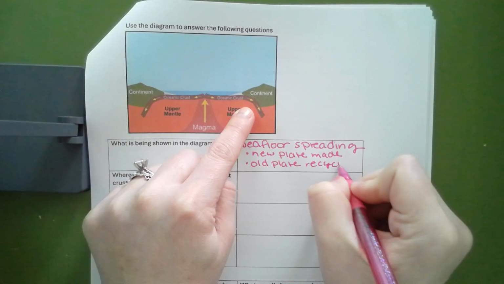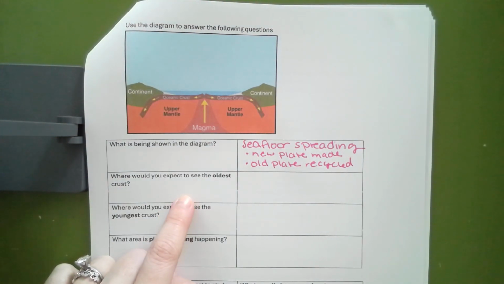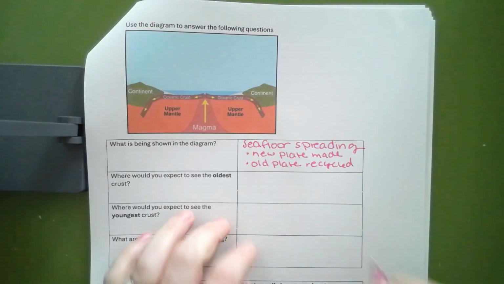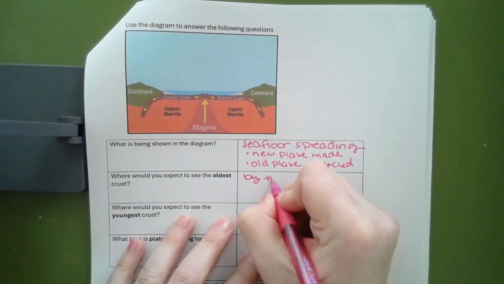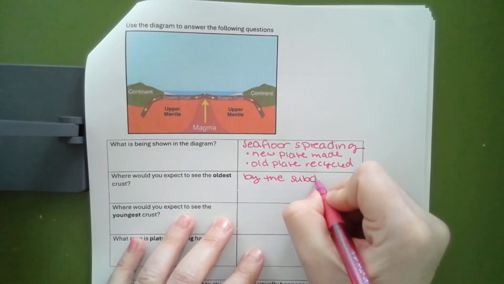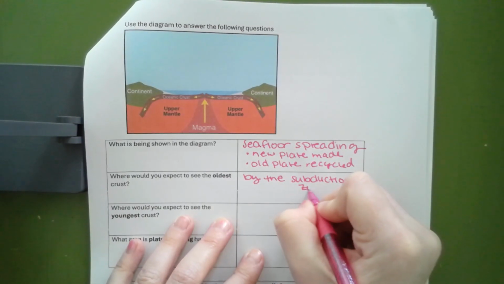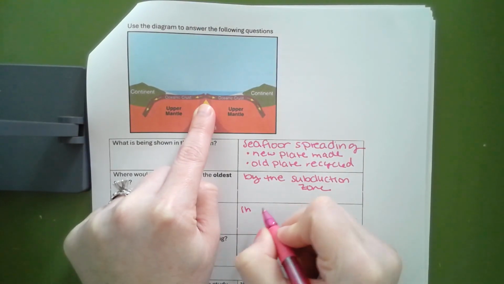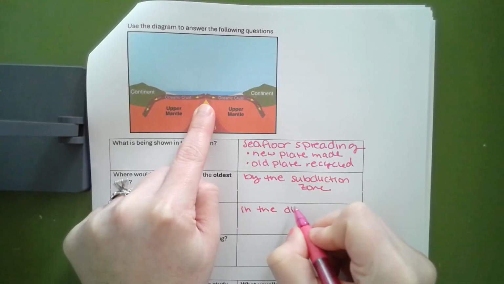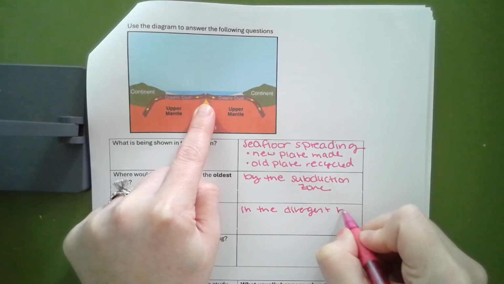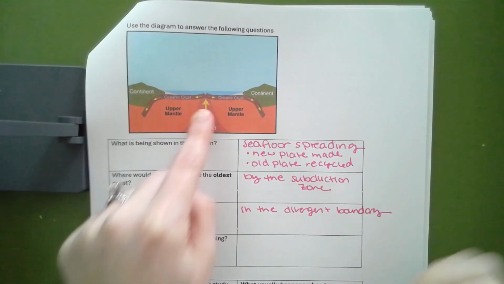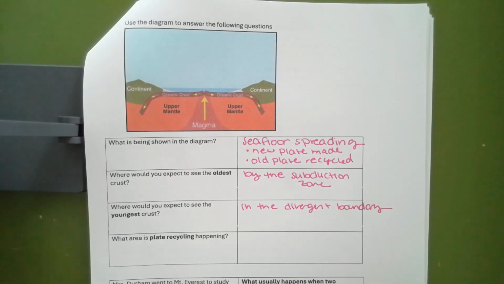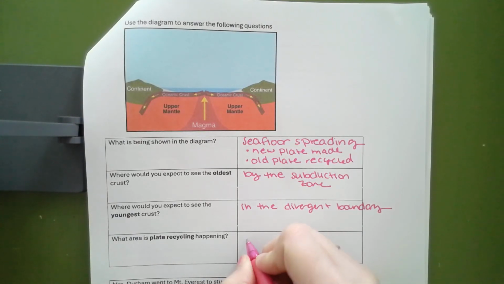Yep. All right, what would you expect to see the oldest crust at? At the end of the plate, right? By the continent? By the subduction zone? The one getting eaten. Where would you expect to see the youngest crust? In the middle. All right. What area does plate recycling happen? Under the continent. At the subduction zone, right?